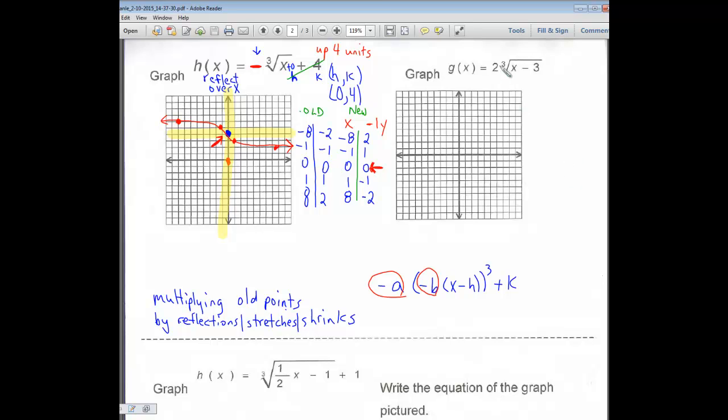What is happening in this function? We have a vertical stretch by 2. And we have horizontal movement right 3 units. Let's look at HK. H had to be a positive 3 for our function inside to be x minus 3. And K is 0. So the new starting place is right here at 3, 0.